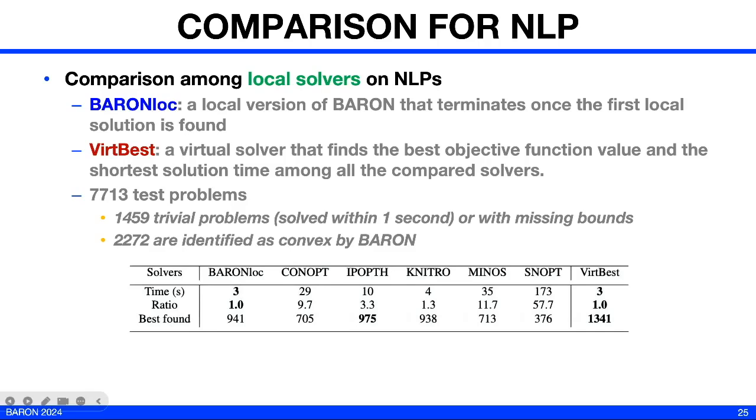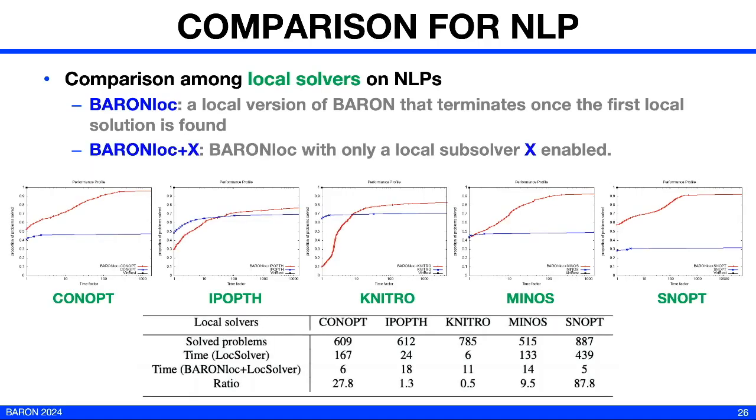So here in this table, we can see that Knitro and IPOPT follow closely to Barron lock. And compared with the virtual best solver, you will notice that the virtual best solver is ahead of all the other solvers by almost 400 problems. That means all these solvers have their own drawbacks too, and they have their own space to improve.